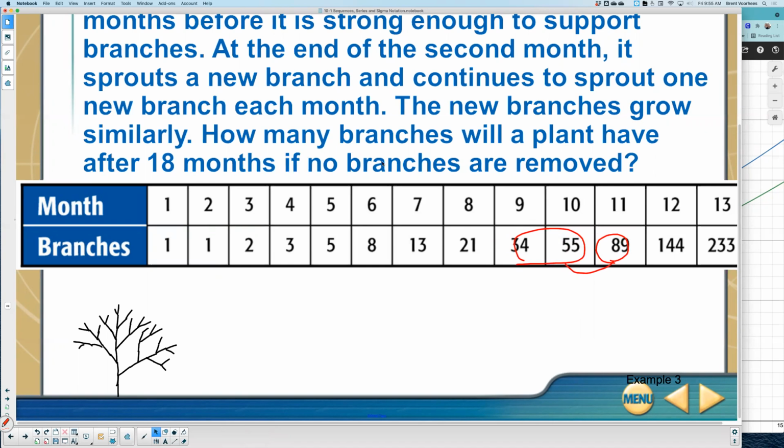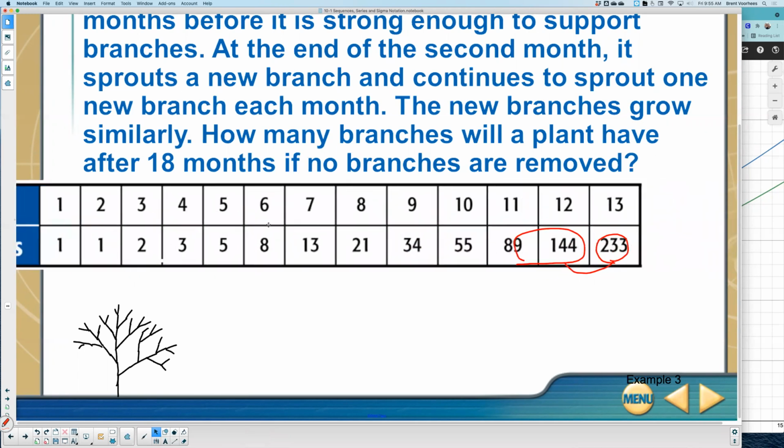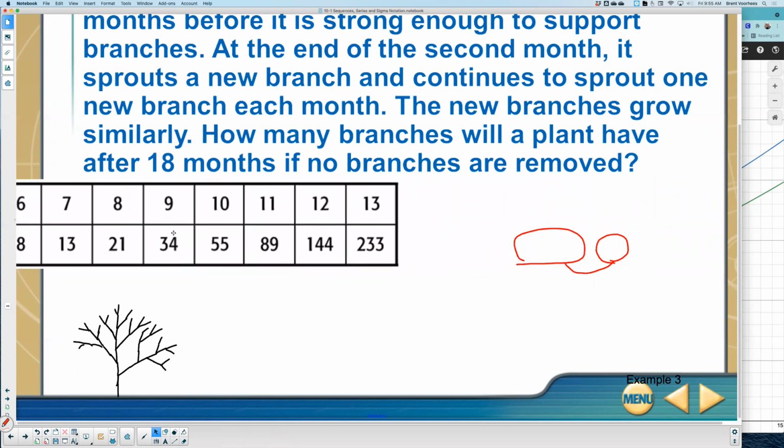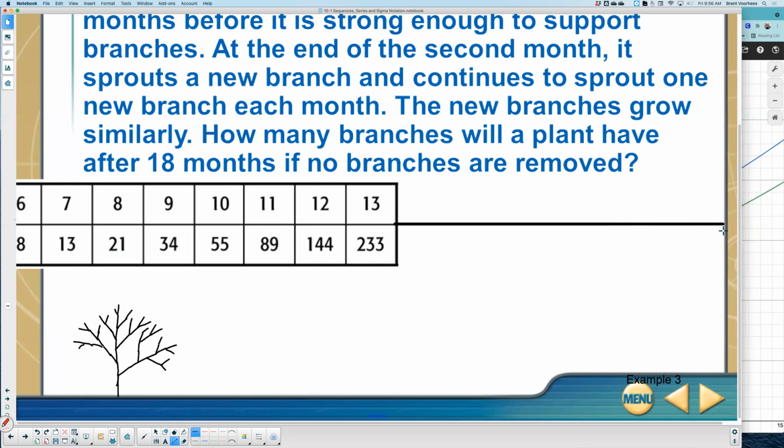So we want to know how many branches a plant will have if no branches are removed after 18 months. What I'm going to do on your paper, if you take your pencil and right click like I just did and say unlock, just slide it over this way so you have space to write in. We're going to go till month 18. So here we go. I'm just going to delete that. Month 18. Let me get some lines in here too, so I can draw these straight.